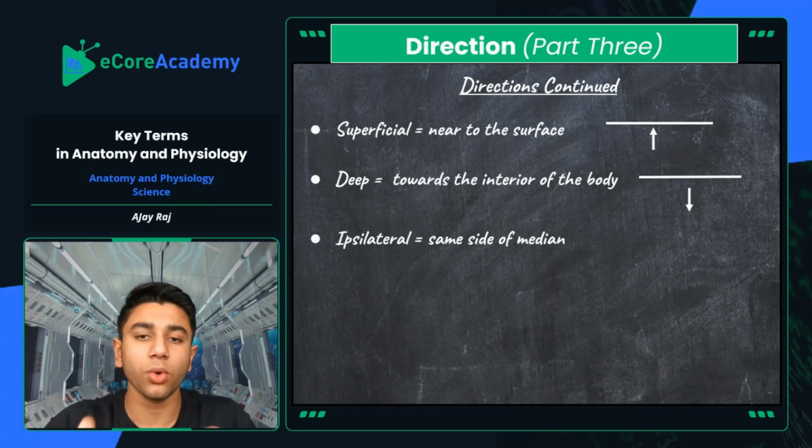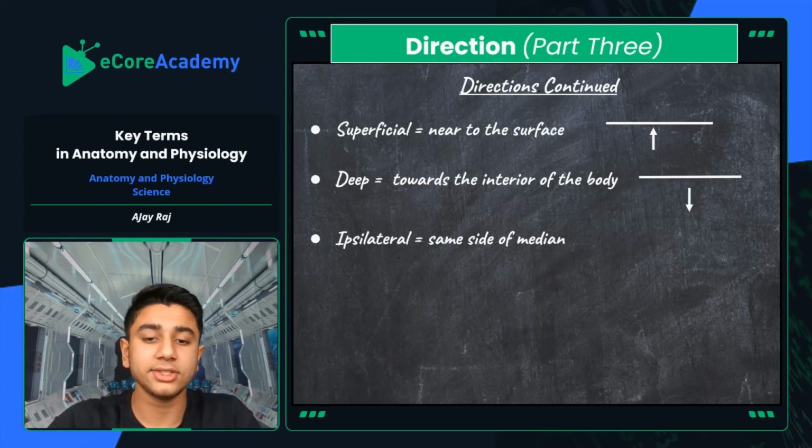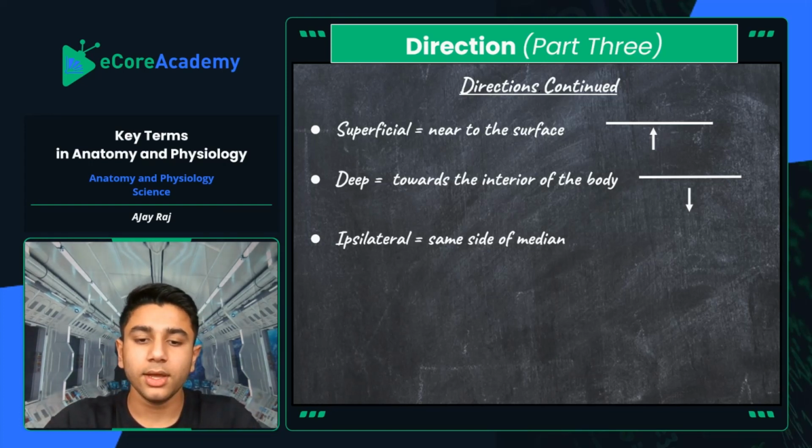However, compared to other organs, it might not be as deep, and it might be more superficial compared to them. So it's all relative. The next term is ipsilateral, which is the same side of the median. Remember when I talked about medians? Your median is basically your middle ridge.